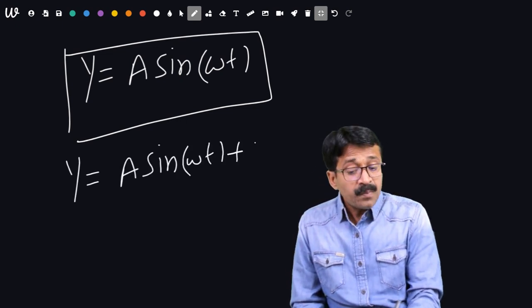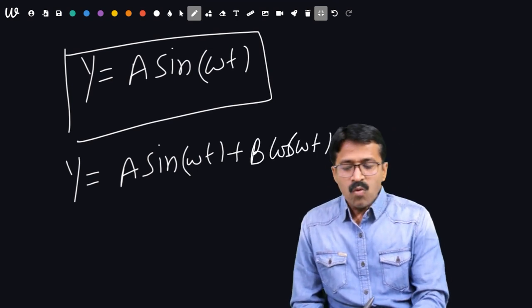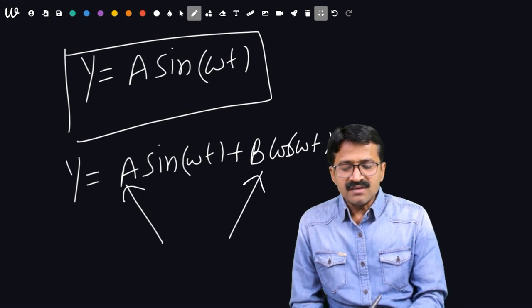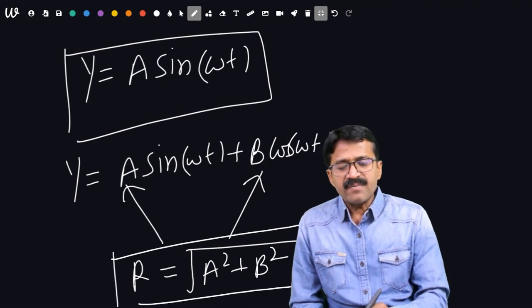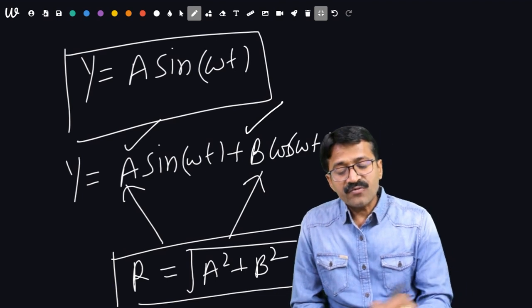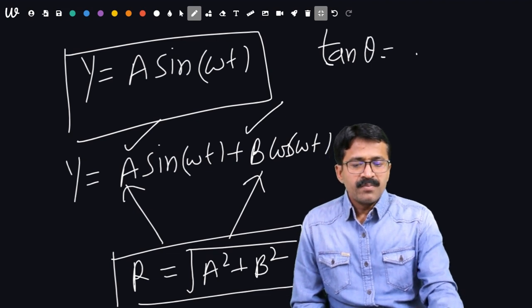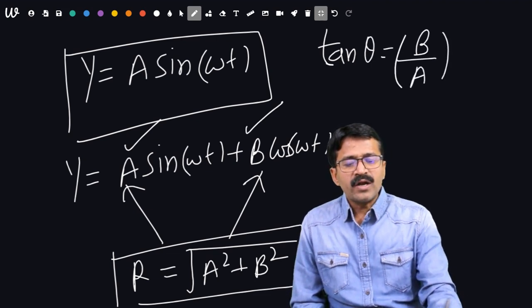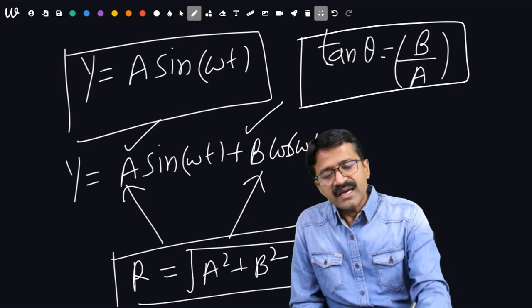Sometimes a question can be asked in two parts, like displacement y = a sin ωt + b cos ωt. What happens in this case? What about the resultant amplitude? The resultant amplitude will be R = √(a² + b²), where a and b are constants. What about the phase difference? In this case, the phase difference will be tan θ = b/a. This is all about it. A numerical can be in this way.